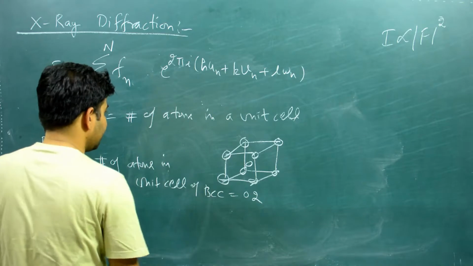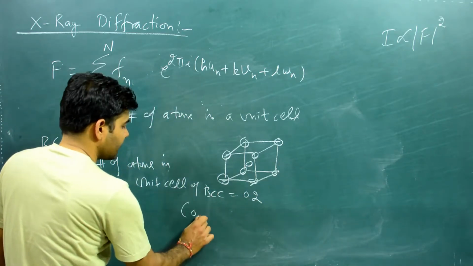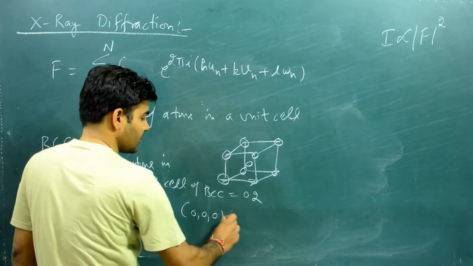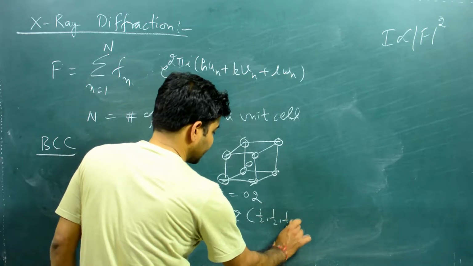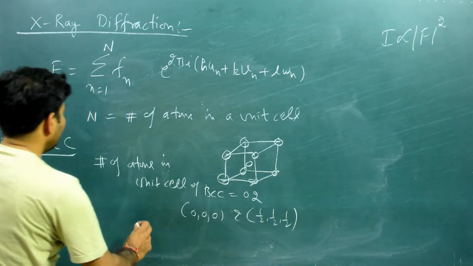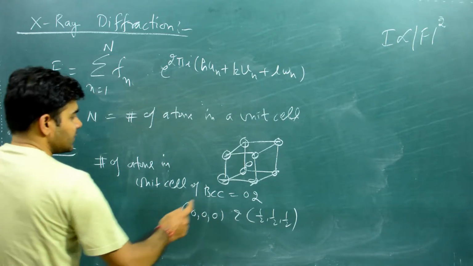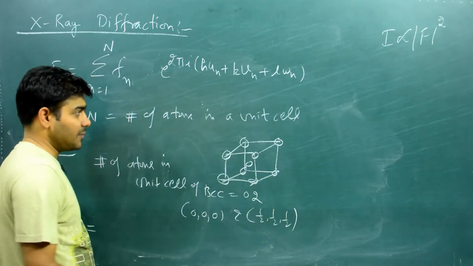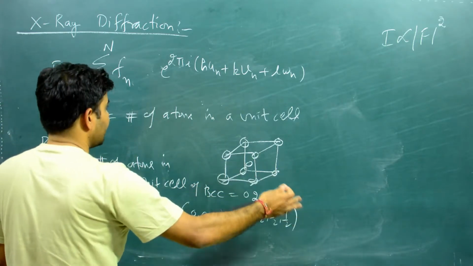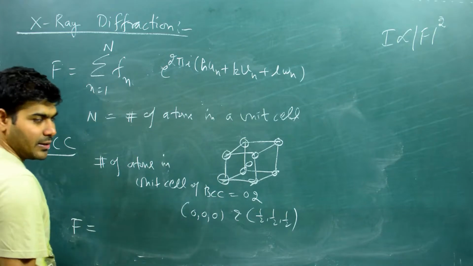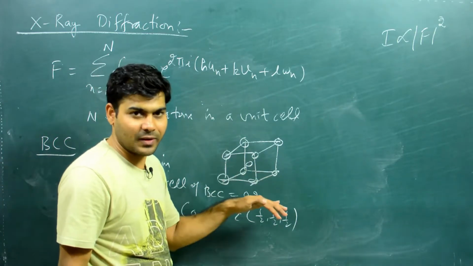And what are the positions of these atoms? The positions of these atoms could be taken as 0, 0, 0 and, let's say, half, half, half. So that will give me F with two terms. Since we are considering all the atoms to be of the same kind, f is not going to change from one atom to another, it will be the same for all the atoms in the unit cell.